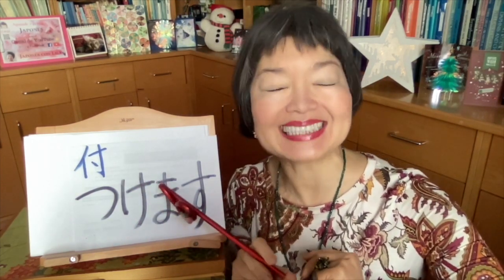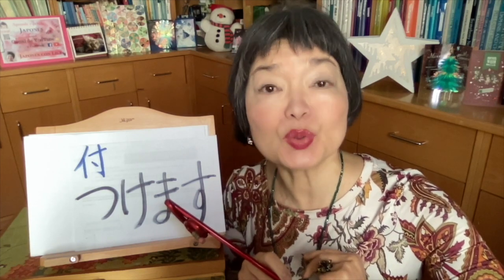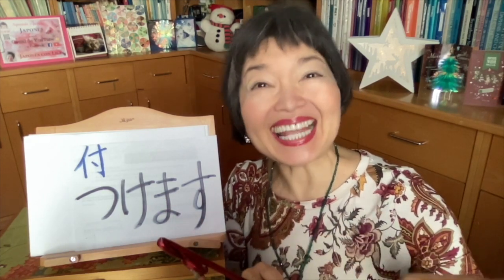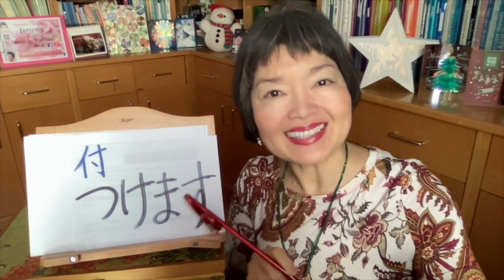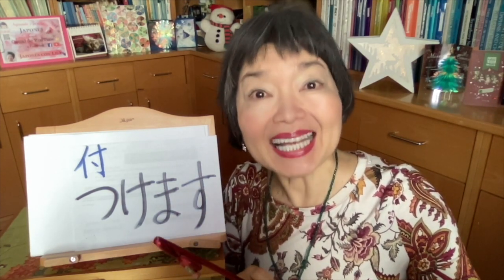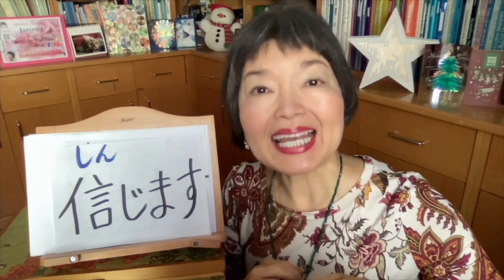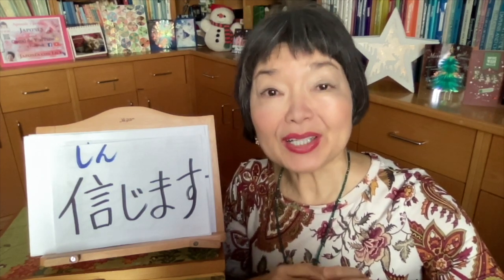つけます, this is also the second group. つけ, the e sound. つけます means to turn on. For example, 電気をつけて. Well, this means turn on the light. In previous video number 60, we learned about the exceptions in group 2.